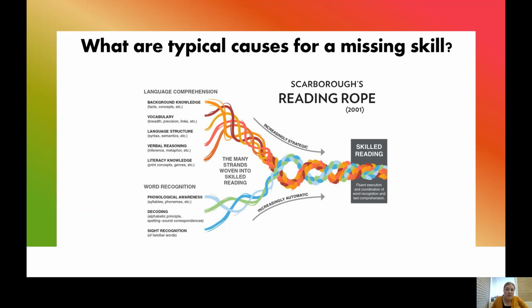You will notice that there are two main categories, language comprehension and word recognition. These are the two categories that all root causes are boiled down to. We need to discover which of these two areas are missing pieces and target our instruction to that.